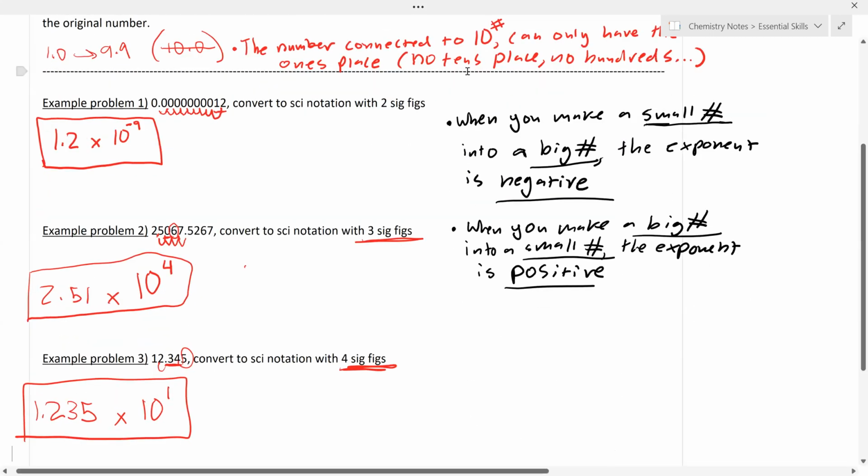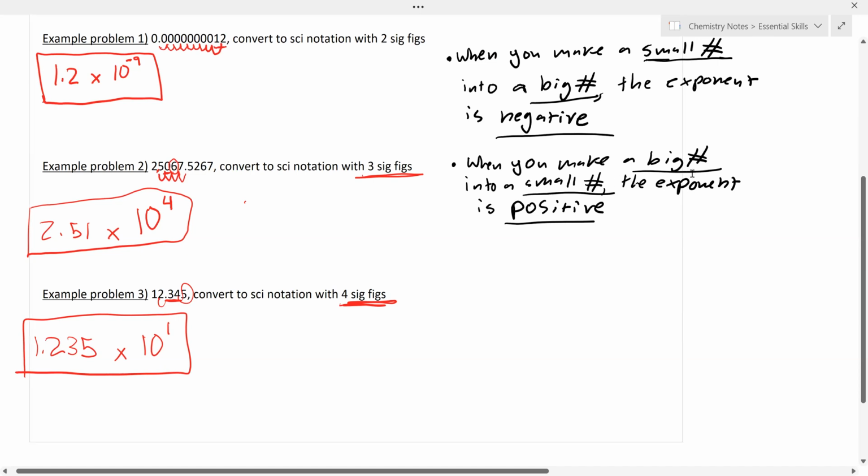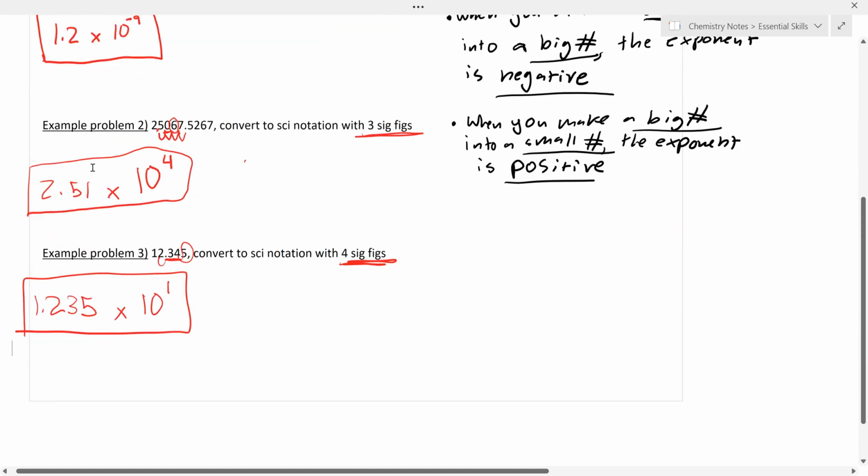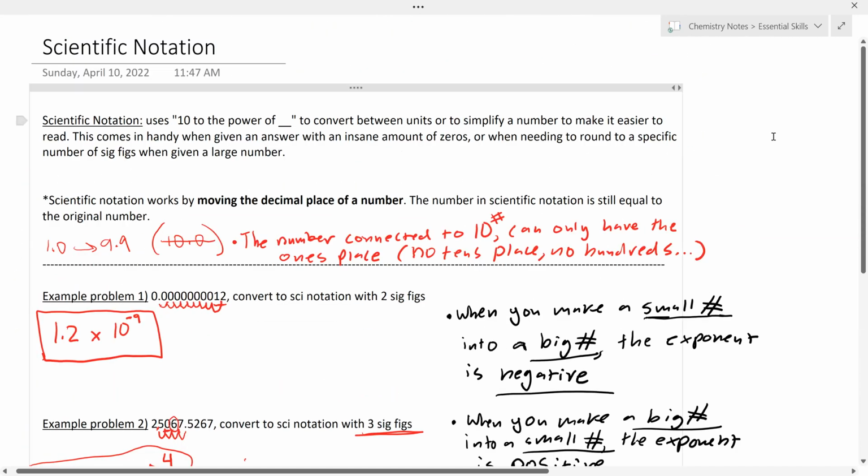And then just to recap, when you make a small number into a big number, the exponent is negative. When you make a big number into a small number, the exponent is positive. Okay, that's it for scientific notation.